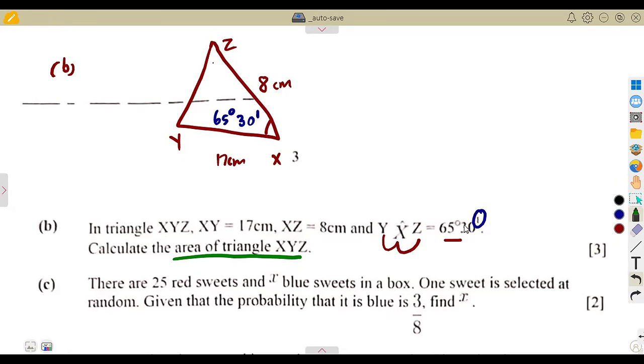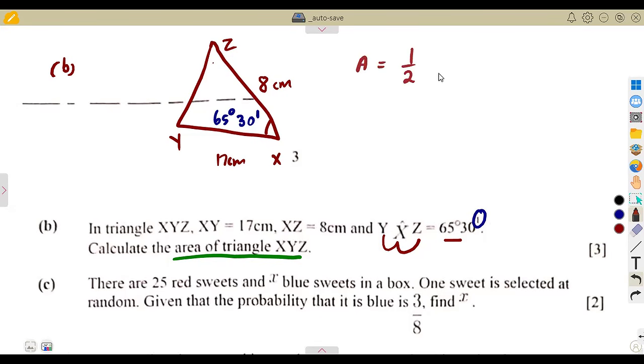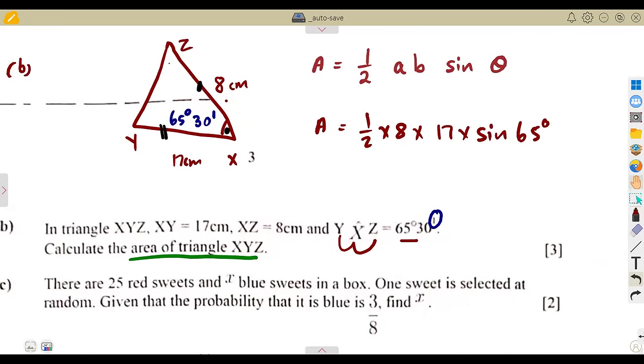Okay, seeing that this is a non-right angled triangle that we are given, how do you present the area of a non-right angle triangle? The area of a non-right angle triangle is half ab sine C, where a and b are the sides creating the angle that you are given, the included angle. So meaning to say our area is going to be half of, just considering the two sides, 8 times 17 times the sine of 65 degrees, 30 minutes.